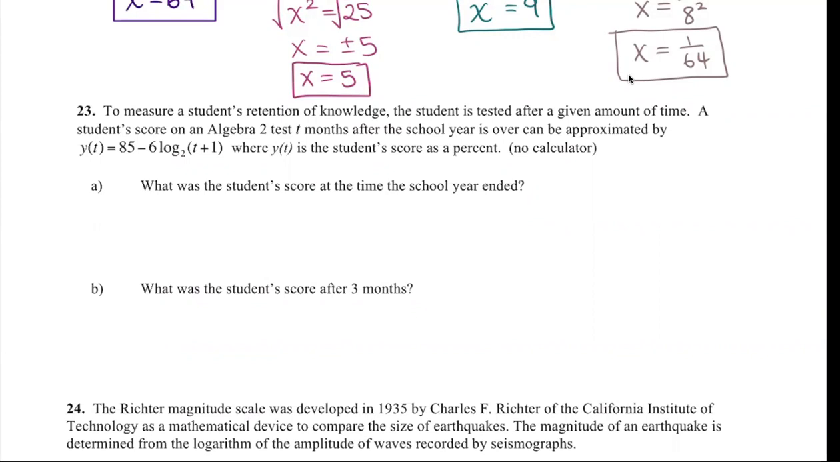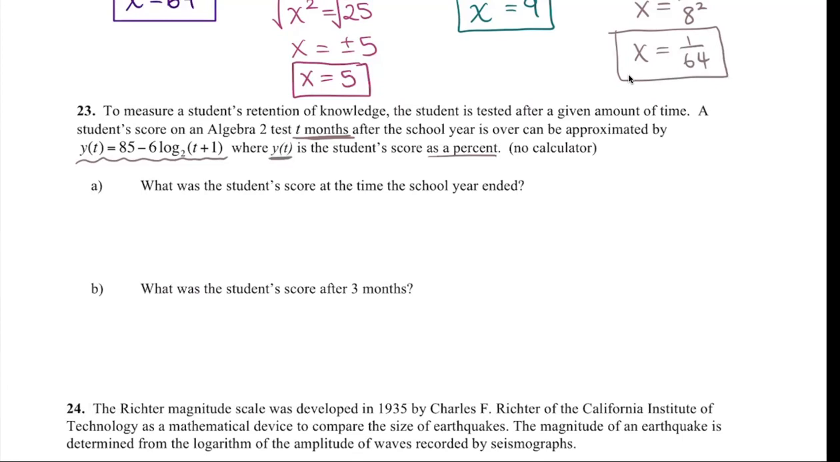A student's score on an Algebra 2 test t months after the school year is over can be approximated by y(t) equals 85 minus 6 log base 2 of (t plus 1), where y(t) is the student's score as a percent. No calculator. Okay, perfect. What was the student's score at the time the school year ended?